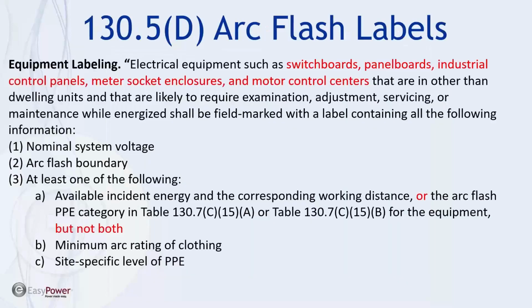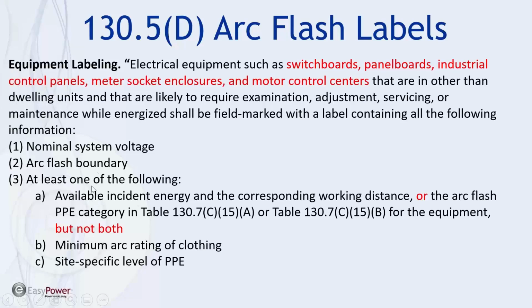Now further, if we take this discussion into the standard NFPA 70E under Article 130.5, it talks about equipment labeling, and these are the required data on the label itself: voltage, the arc flash boundary, and at least one of the following: the available incident energy, again calculated during the study, or the arc flash category if you haven't calculated the incident energy, but not both. In other words, we can't use a category and instant energy at the same time, that category being from the lookup table 130.7.